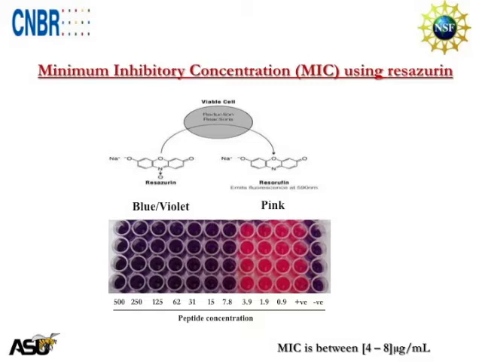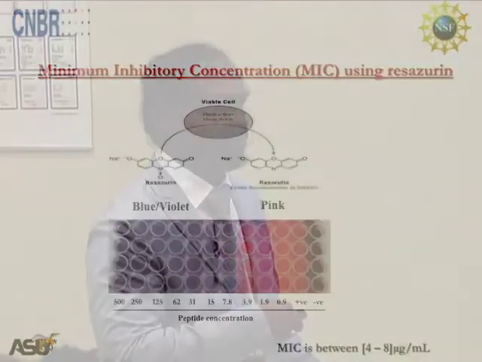This is after 24 hours, and since there is a pink color, the dye is reduced. That means there is a growing population in this one. So the MIC lies somewhere between 7.8 to 3.9 microgram per ml. And this is the peptide concentration. So yeah, this is what I was talking about.